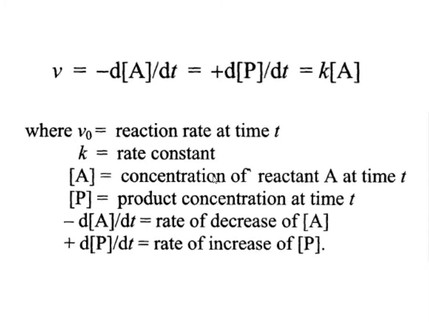Here we will see the meaning of each term. V is the rate of reaction, whereas V0 is the reaction rate at time t. k is nothing but the rate constant. [A] is the concentration of reactant at time t. [P] is the concentration of product at time t. Minus d[A]/dt indicates the rate of decrease of concentration of A, whereas plus d[P]/dt indicates the rate of increase of concentration of P. So this equation indicates the first order reaction kinetics.